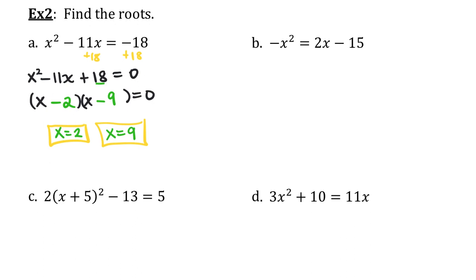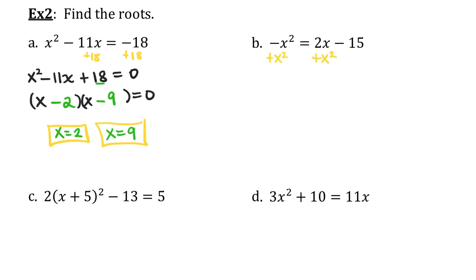Let's look at b. Negative x squared equals 2x minus 15. I think I'm still going to factor. Now, what do I want to keep? Because everything's messed up. I don't like the negative x squared. I'd rather have a positive x squared. So I'm going to cancel negative x squared off this side and put it on this side.